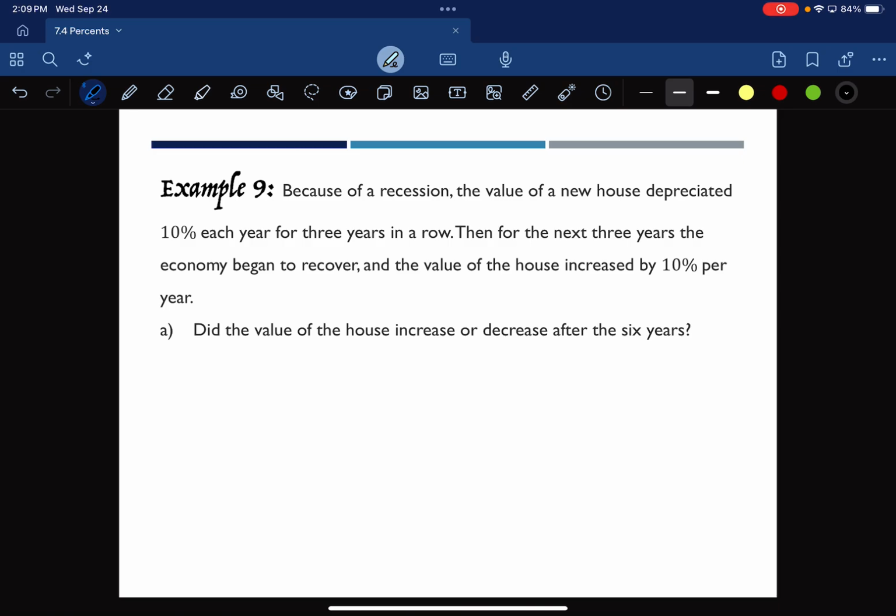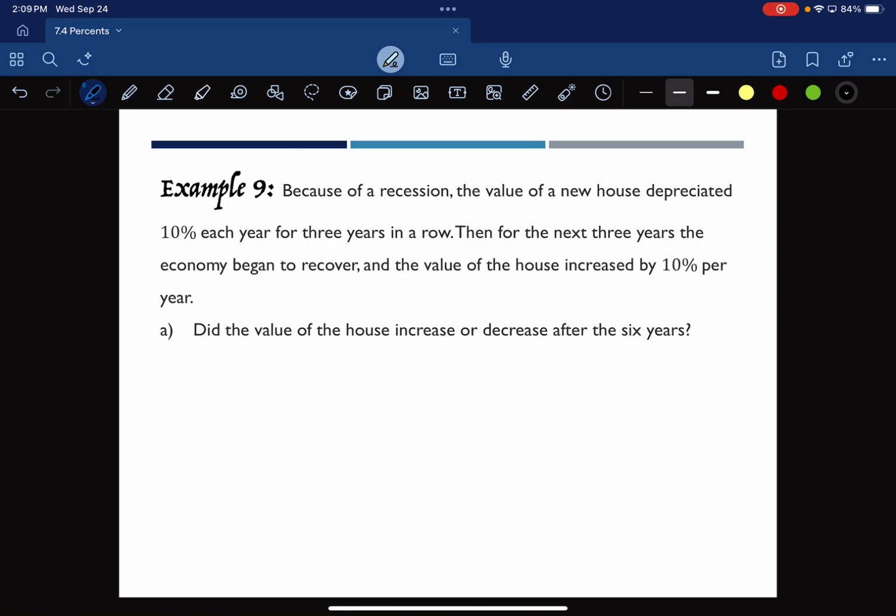So because of a recession, the value of a new house depreciated, that means it went down in value, 10% each year for 3 years in a row. Then for the next 3 years, the economy began to recover and the value of the house increased by 10% per year. And the question is, did the value of the house increase or decrease over the 6 years?